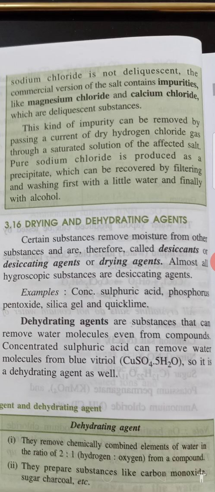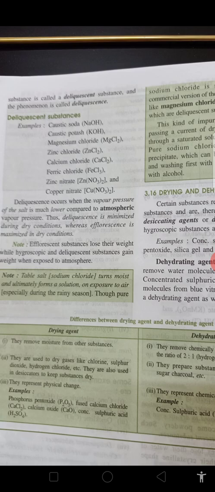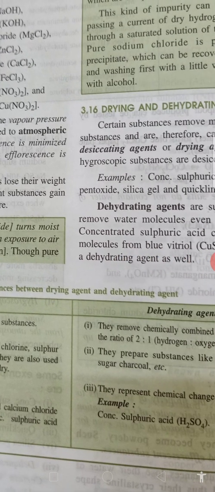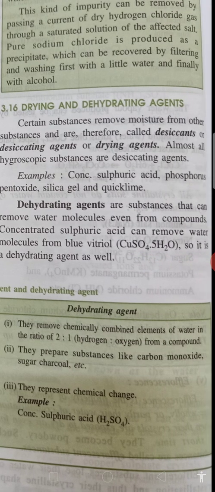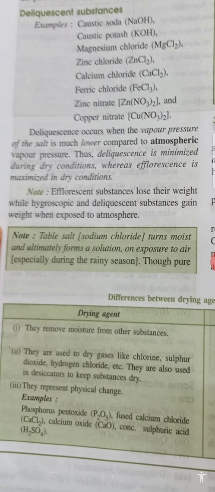Now children, we must know the difference between drying and dehydrating. In drying, agents remove moisture from other substances, whereas in dehydrating they remove chemically combined elements of water, in the ratio of 2:1, that is hydrogen to oxygen, from the compound. Then in drying, they are used to dry gases like chlorine, sulfur dioxide, hydrogen chloride, etc. They are also used in desiccators to keep substances dry.